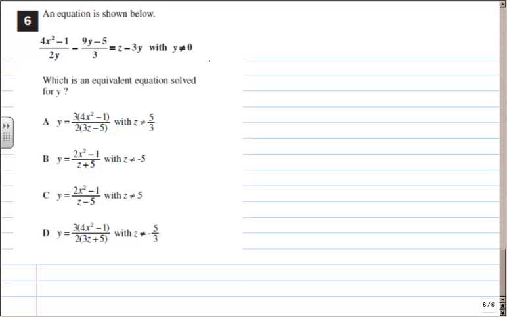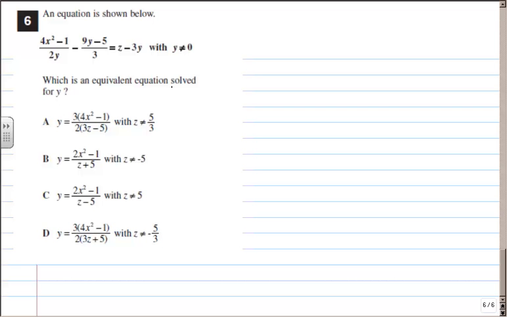Let's look at the first fraction here. What do you have as a denominator? 2y, right? If your y would be 0, what can you tell me about that fraction? You're right, that fraction will be undefined. So whenever you have variables in your denominator, you have to make sure that you find for what values that denominator will be 0 and exclude those values from your solution set. The question is, which is an equivalent equation solved for y?